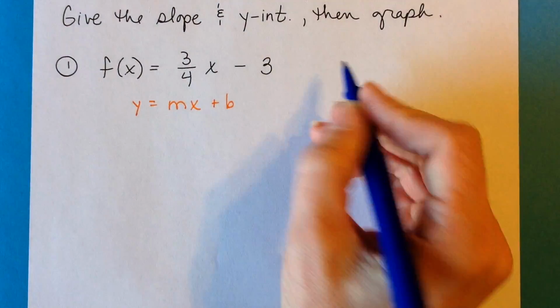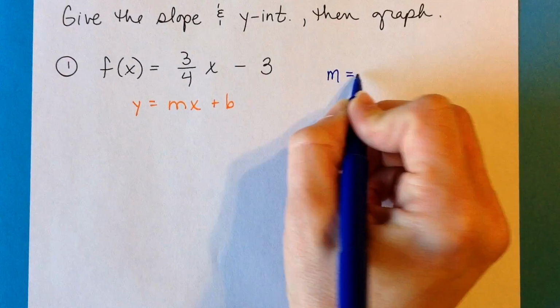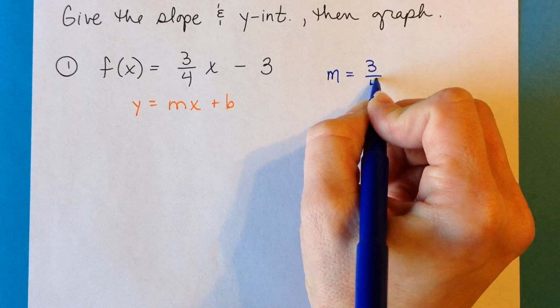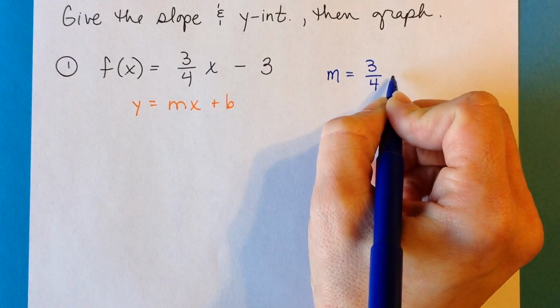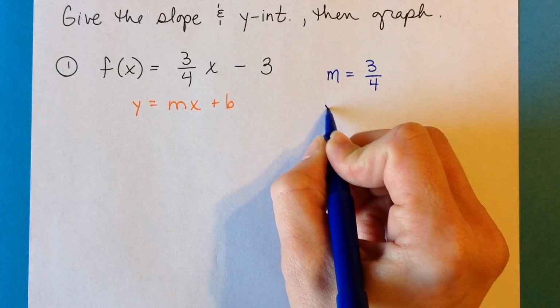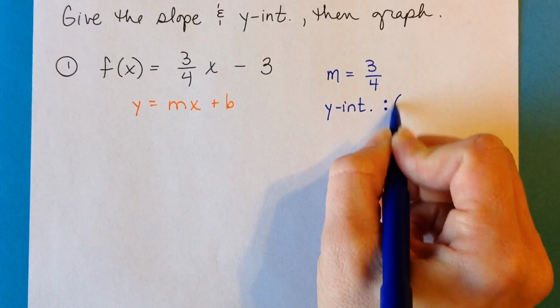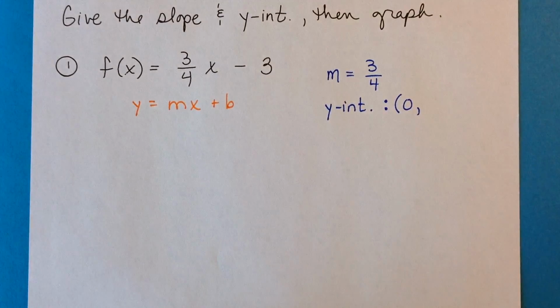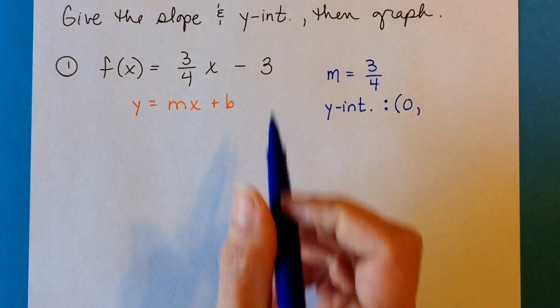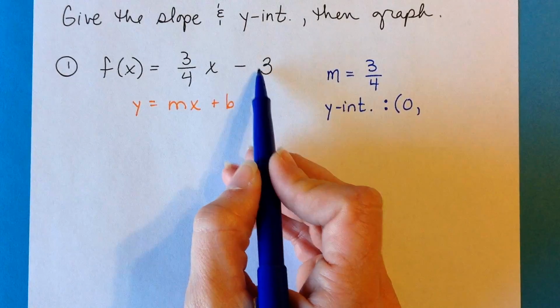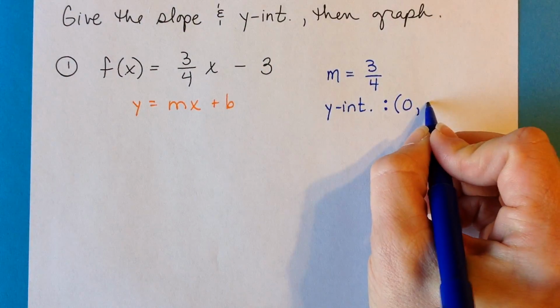Okay, so that means that my slope is the 3/4. Now the x is not included in this, just the 3/4. Okay, then the y-intercept. Now remember, if it's a y-intercept, then your x-coordinate has to be 0. And of course, this being -3 would indicate this is a -3.